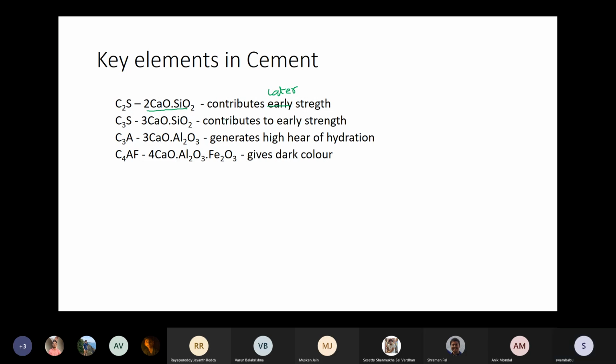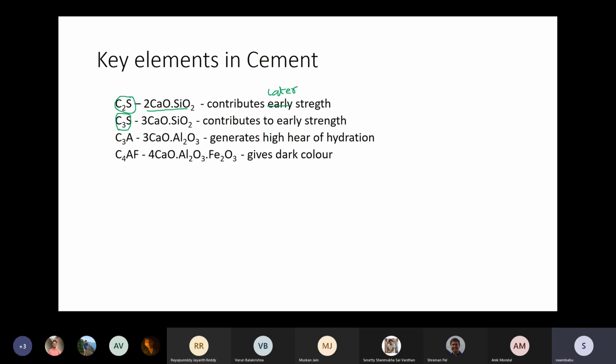get hardened. So if I take cement which contains only C3S, in 3 days it will become hardened. But the relative strength is a little lower. If you have only C2S in the cement, it won't get hardened immediately. It will take a lot of time to get hardened after the hydration.